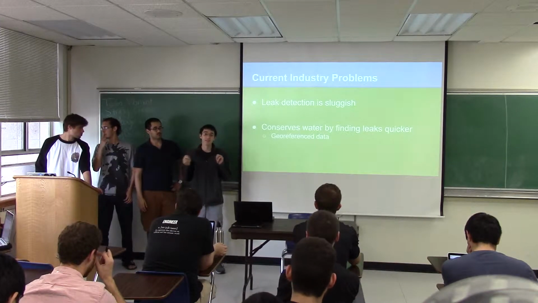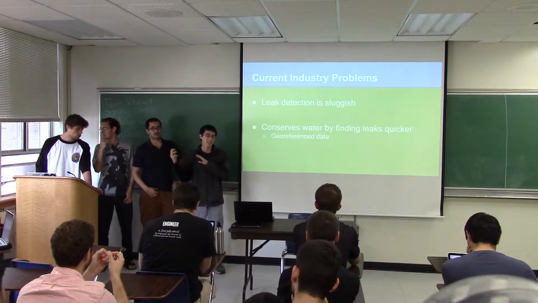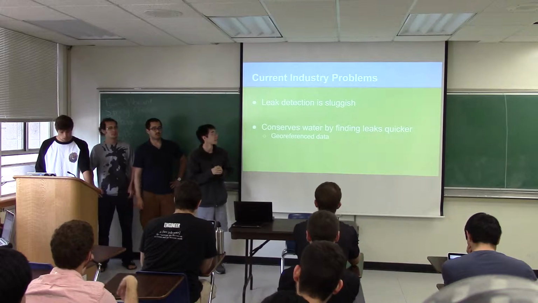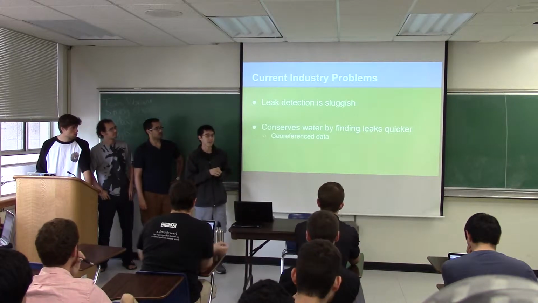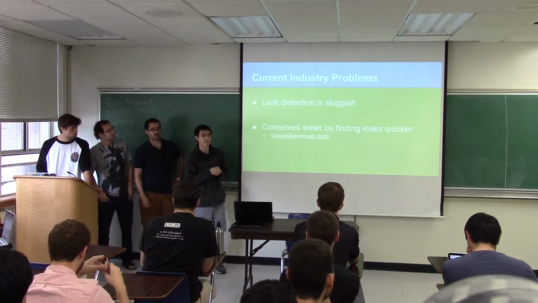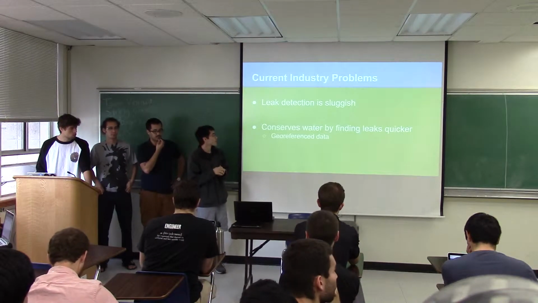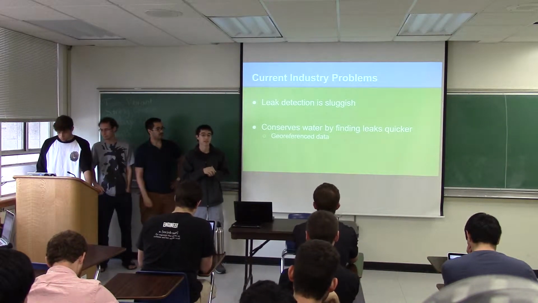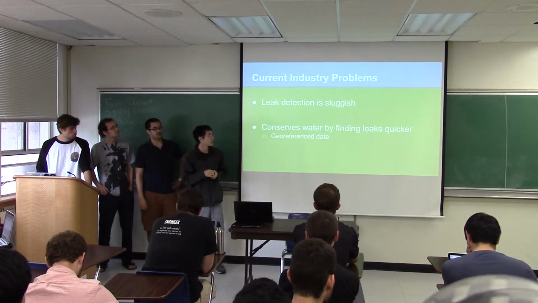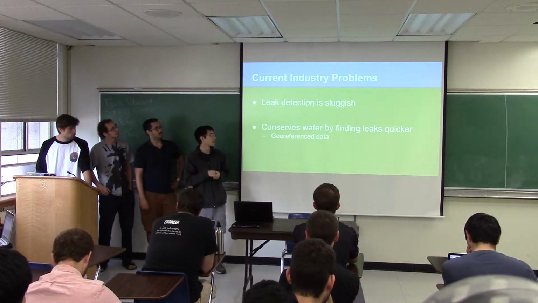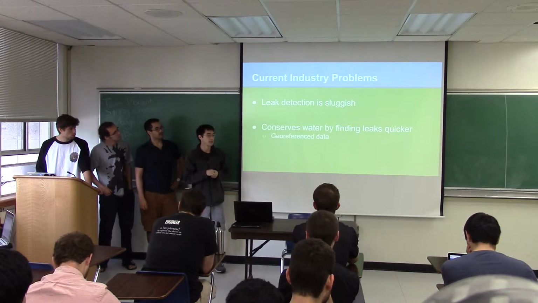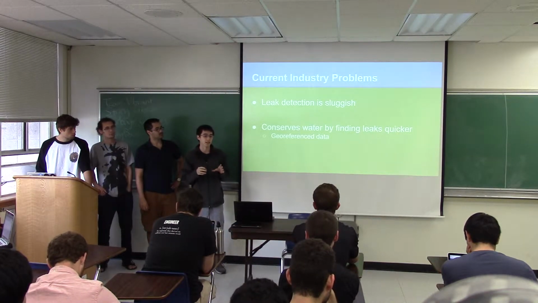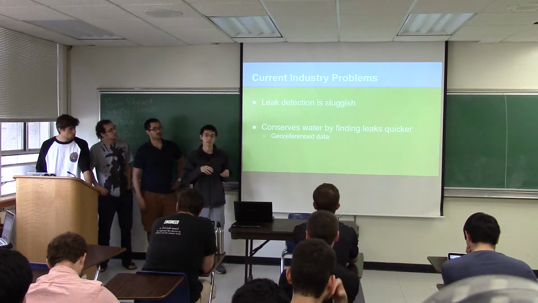The current state of the industry is that the way they detect leaks is they would notice something is wrong with the watering system and it would send people out into the field to manually go through the whole thing. That's not very efficient. It takes a lot of time and a lot of manpower. This would help conserve water, which is especially important in California with our water prices, by finding leaks more quickly and more easily. We'd be able to point them to a position on a map where they can go look.